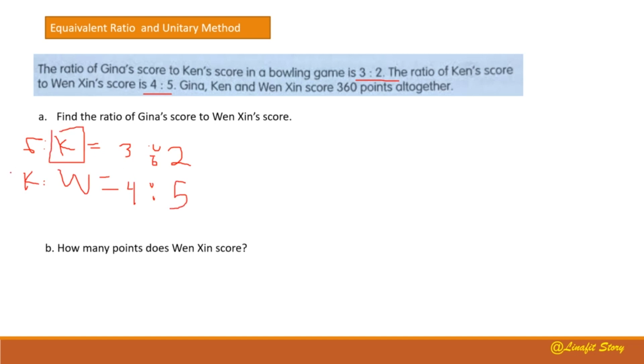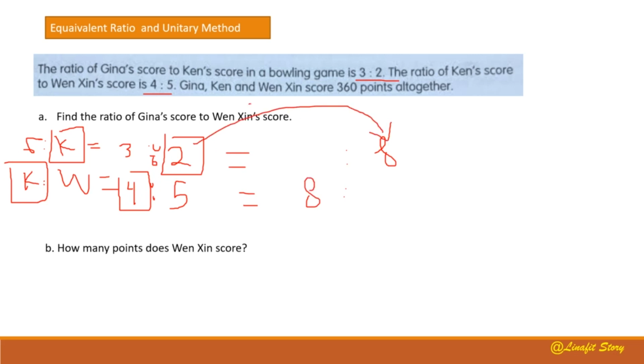Well, actually there are 3 children, Gina, Ken, and Wensen. So that's why we make Ken's unit the same in both ratios. How to solve it? We have to equate the 2 units for Ken in the first ratio and 4 units for Ken in the second ratio, as they both represent the same quantity. So 4 times 2 equals to 8. 2 times how many equals to 8? 2 times 4. Do the same to Gina.